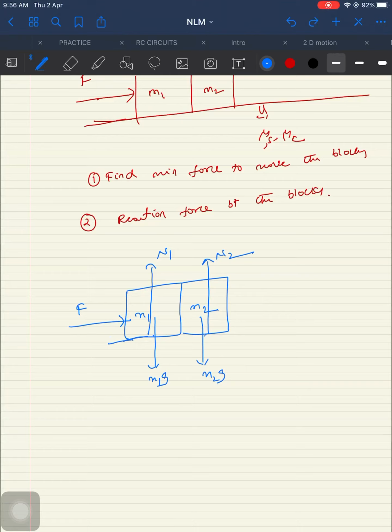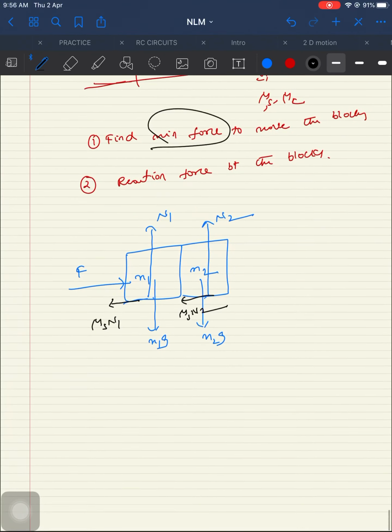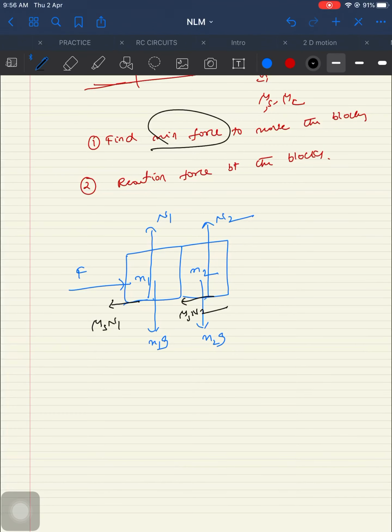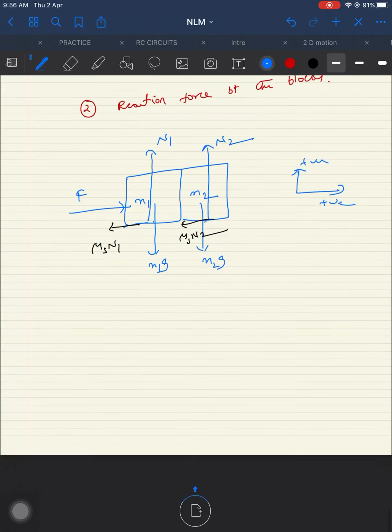Friction on these blocks will be in the backward direction. Because it's static and we want the minimum force, it is on the verge of moving, so the friction is mu s into n1 on the first block and mu s into n2 on the second block. Let's write the force equations now.